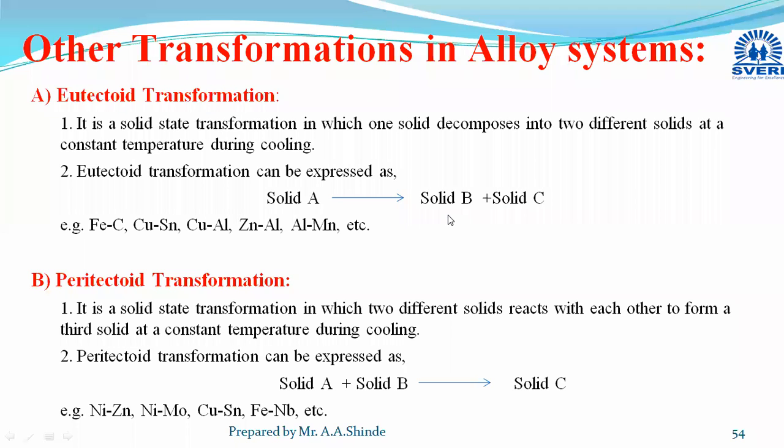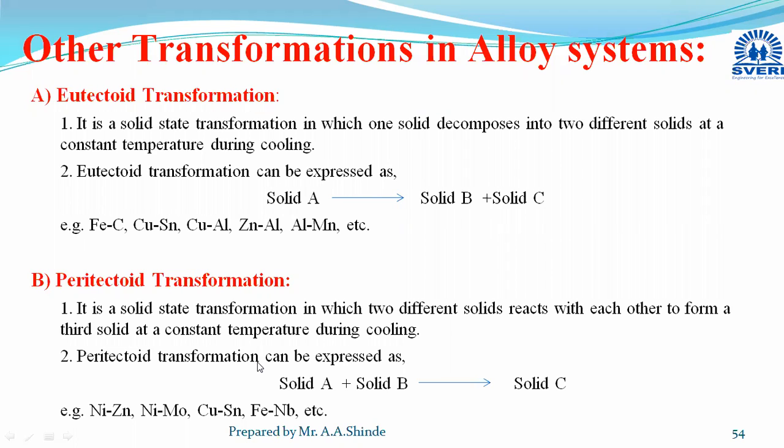This transformation is termed as eutectoid transformation. One solid will decompose and it forms two different solids. Then its corresponding temperature will be termed as eutectoid temperature, and composition will be eutectoid composition. For examples, these alloys, okay, iron and copper, copper tin, copper aluminum, zinc aluminum, aluminum manganese, these will show you the eutectoid transformation.